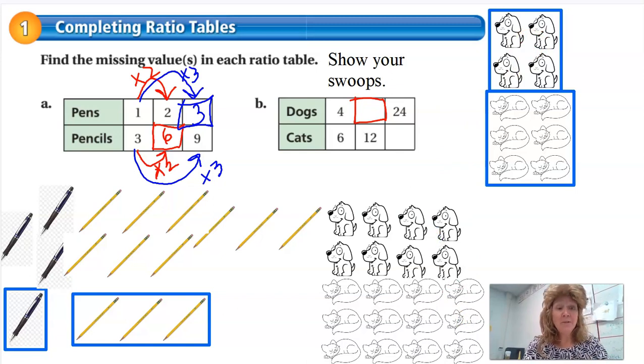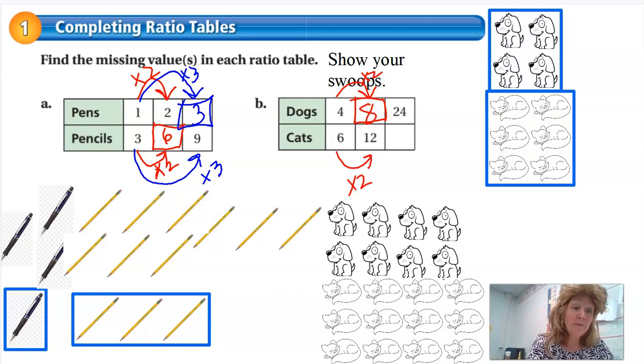So when it says show your swoops, here's what I'm talking about. To find the pattern of a missing number, I go to where the numbers aren't missing. From 6 to 12, it's times 2. So then I also have to multiply the 4 times 2 to get 8.